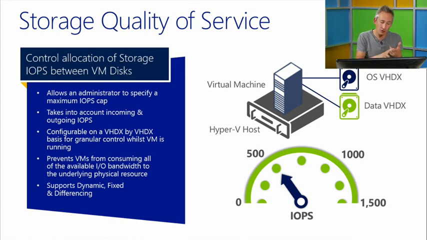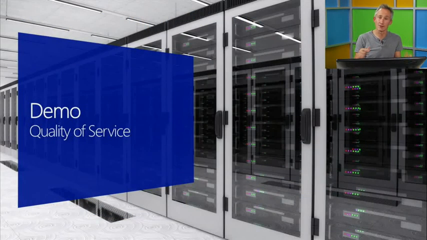But this accounts for incoming and outgoing IOPS, and it's a VHDX by VHDX basis. So I don't have to configure it for every virtual disk. I can configure it for just specific virtual disks if I want to. But it does prevent specific VMs from consuming all of the IOPS within the environment, which is important if you're providing a managed service or a multi-tenanted environment, but equally if you're providing an enterprise where you've got a lot of virtual machines sharing that same storage. Now this supports dynamic, fixed, and differencing virtual disks. So you've got that flexibility to specify on multiple different levels. And it's very easy to configure, as we'll see now in a demonstration.